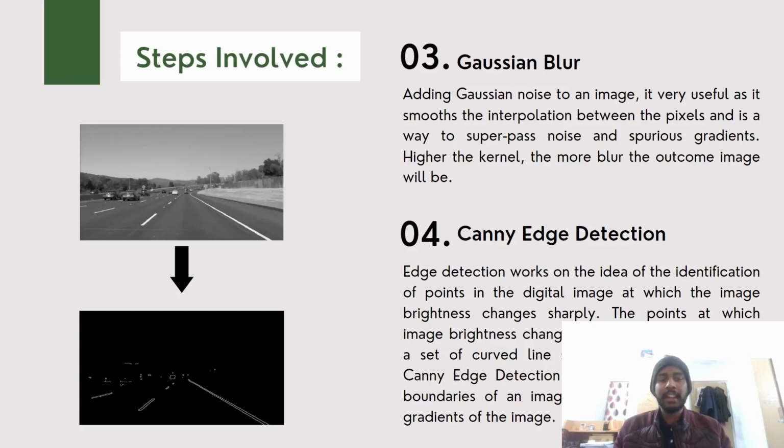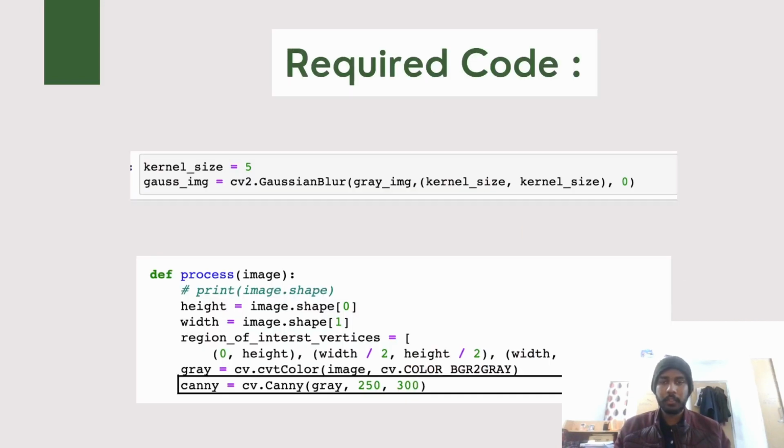Step 4: Canny edge detection. Edge detection works on the idea of identifying points in the digital image at which the image brightness changes sharply. These points at which the image brightness changes sharply are organized into a set of curved line segments termed edges. Canny edge detection offers a way to detect the boundaries of an image using the gradients. These are the required code, functions, and snippets from our project.